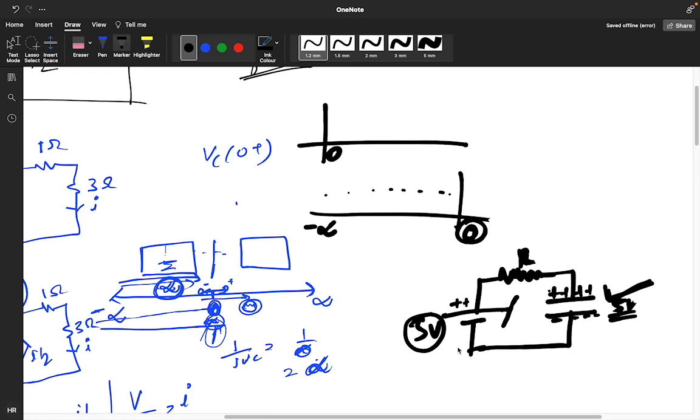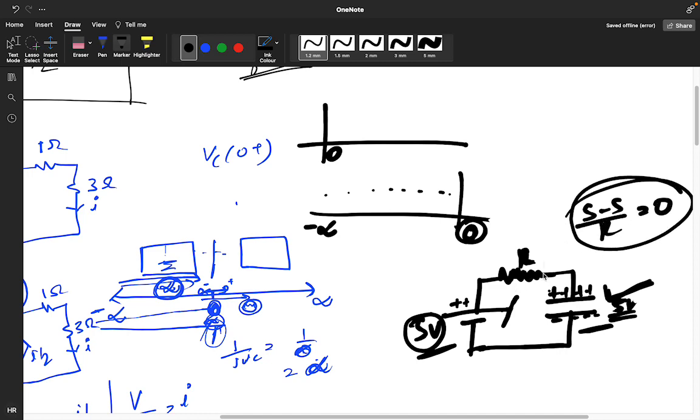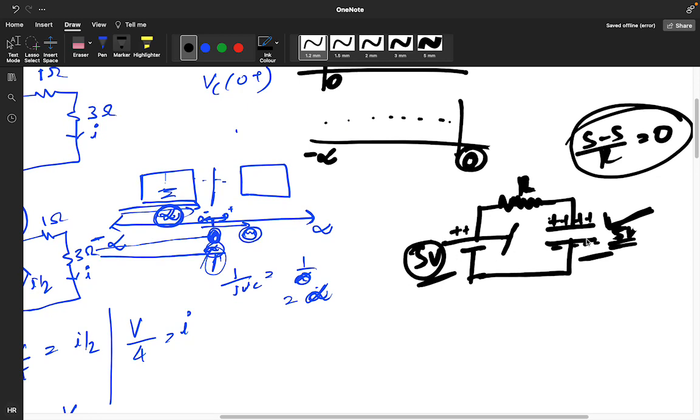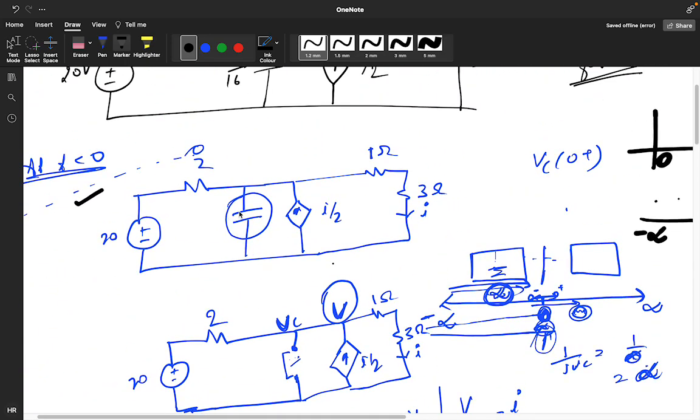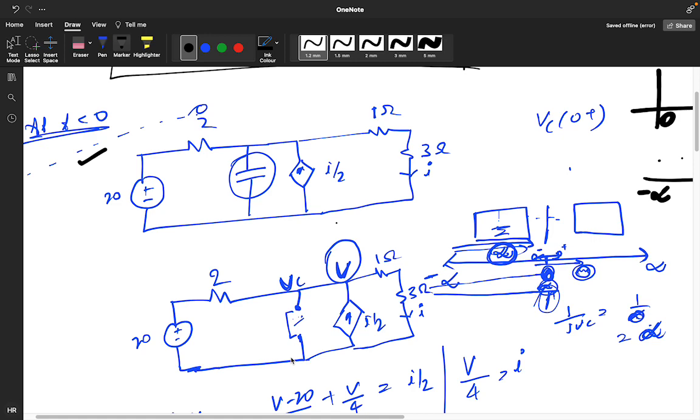When all the battery potential comes across the capacitor, if this is 5 volt and this is 5 volt, what is the current? It is (5 minus 5) divided by R, so the current is 0. That's why, when the capacitor is fully charged, I represent it as an open circuit. Fully charged means the current through the capacitor is 0.